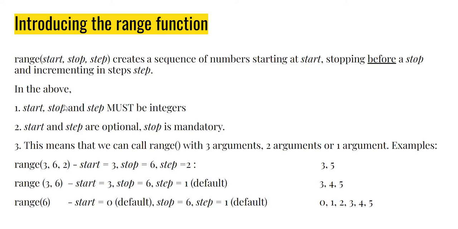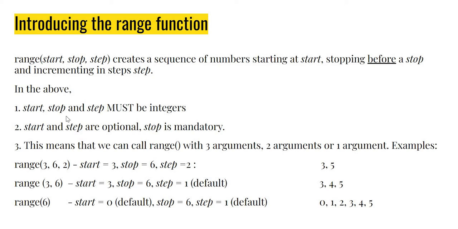Right now, in the above, start, stop, and step must be integers. Now, this is an important point. They must be integers, which means they must be numbers like 1, 2, 3, 5, 10. They cannot be like A, B, C, right? Because there can be a variable A which is holding an integer value. That's fine. But I cannot say range between, say, A, C with some increment E, because it doesn't make sense.